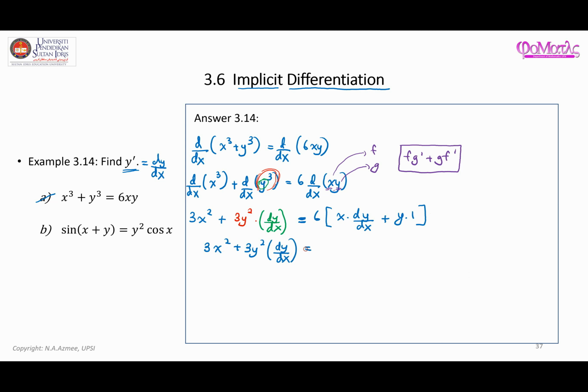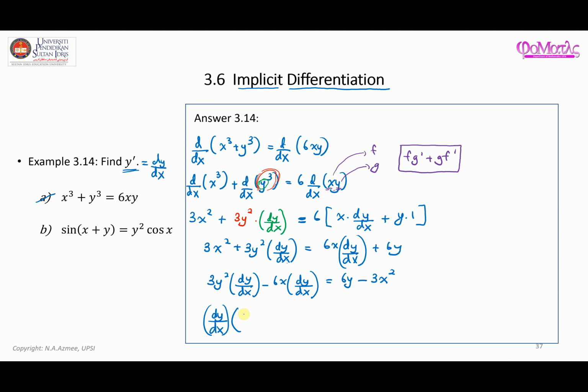Okay, and we're going to simplify that, so it becomes 3x squared plus 3y squared dy/dx, and here is 6x dy/dx plus 6y. I'm going to group dy/dx together on the left hand side of the equation, so you will have 3y squared dy/dx minus 6x dy/dx is equal to 6y minus 3x squared. Now dy/dx can be factored out, so that becomes dy/dx times 3y squared minus 6x is equal to 6y minus 3x squared.